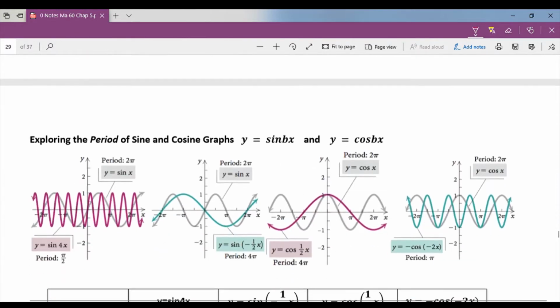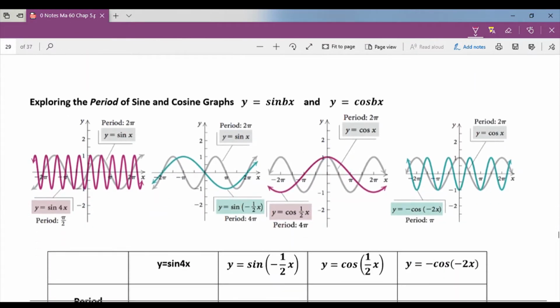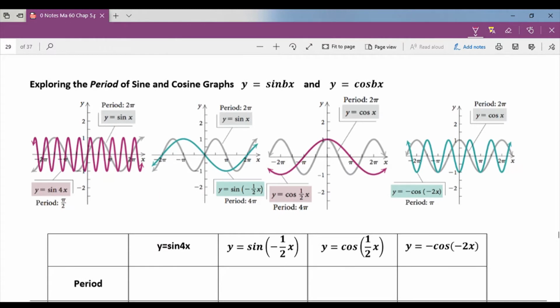All right, moving on to the next transformation, which is B. So you always do your transformations in order from left to right. And so transformation B is your horizontal stretches and compressions. So what I want you to look at is all the different graphs. First off, we've got 4 different graphs. The first one is y equals sine 4x. The second one is y equals sine of -1/2 x. Then we've got cos of 1/2 x, and we've got negative cos of -2x. And what they've done is compared this to all your base graphs for you.